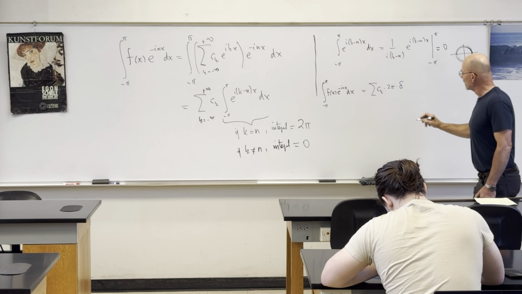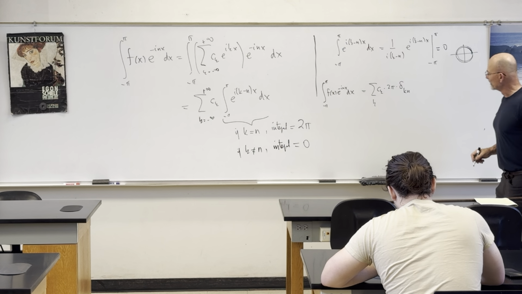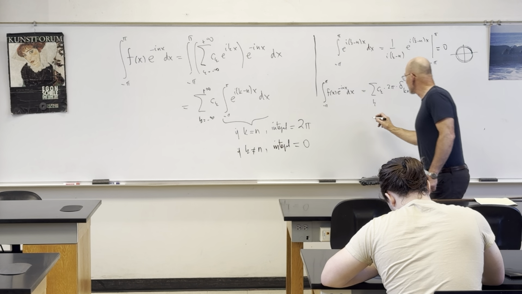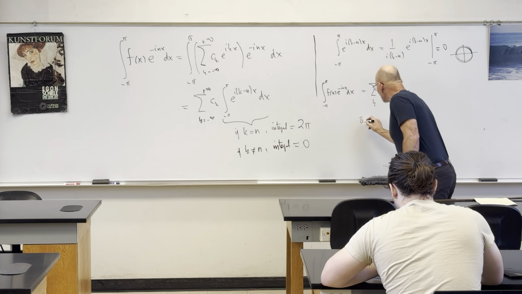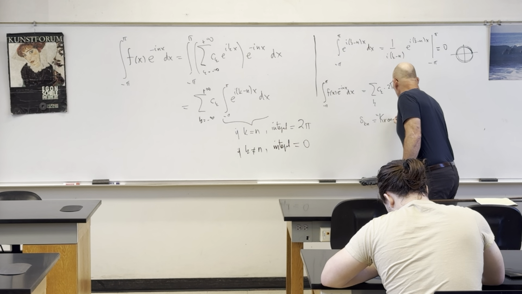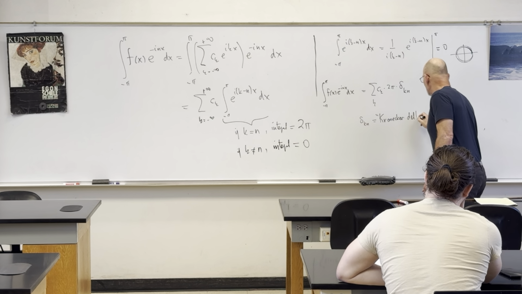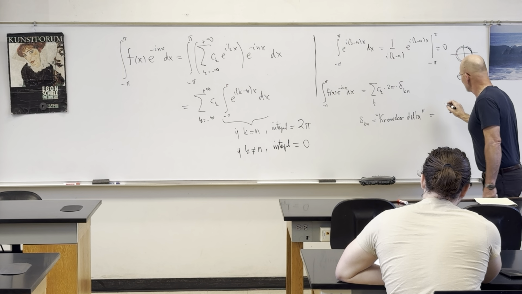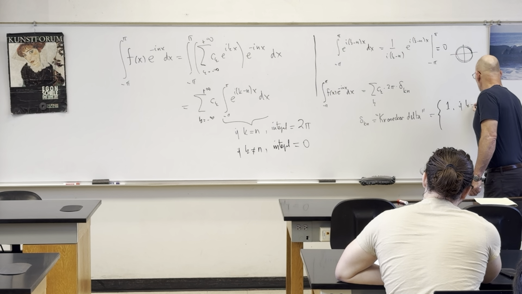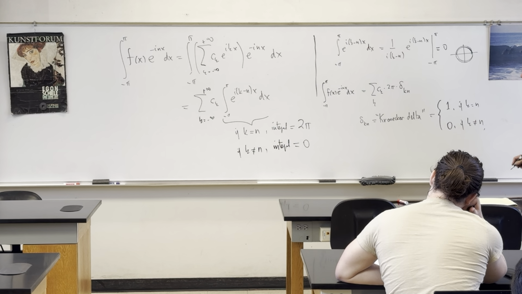Okay, there we go. Summing over k, Kronecker delta k n. So now's the time just to introduce that thing. Does everybody not know the Kronecker delta? Delta k n equals... Kronecker, that's the name of a mathematician, delta, and it's defined very simply. It's equal to 1 if k equals n, 0 if k is not equal to n.